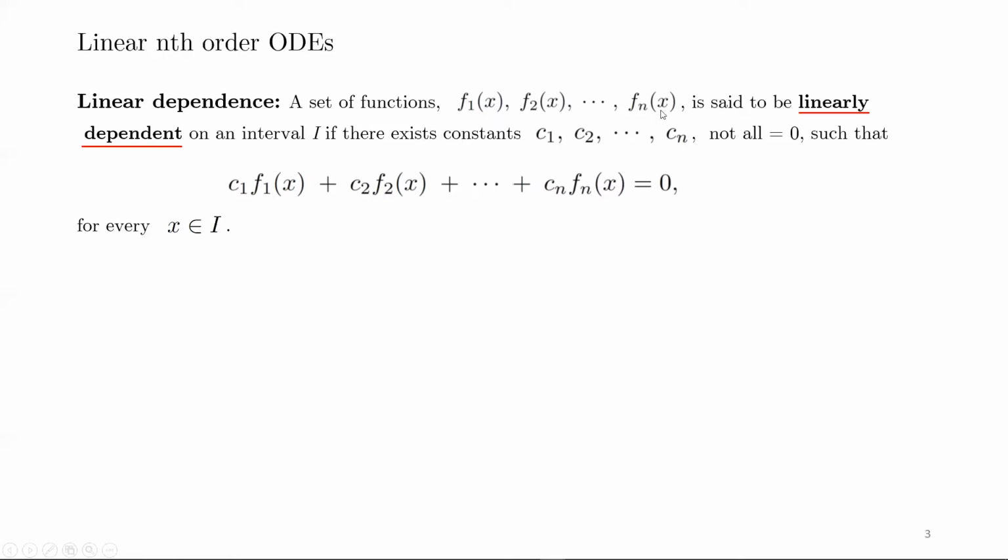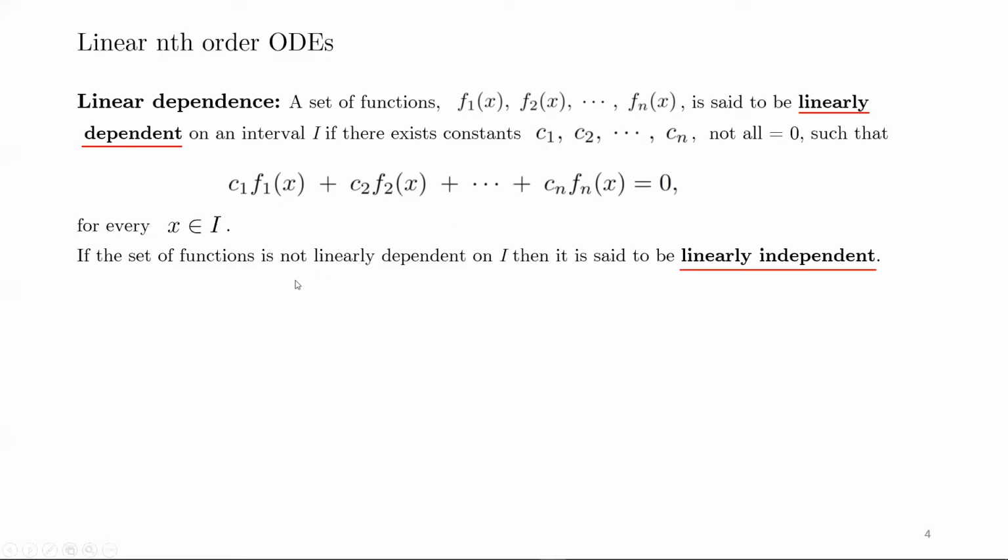If there exist such constants so that the linear combination of this set of functions is equal to 0 for every x in the interval, then the set of functions is said to be linearly dependent. If the only solution to this equation is c1, c2 through to cn all equal to 0, then we say that the set of functions is linearly independent.